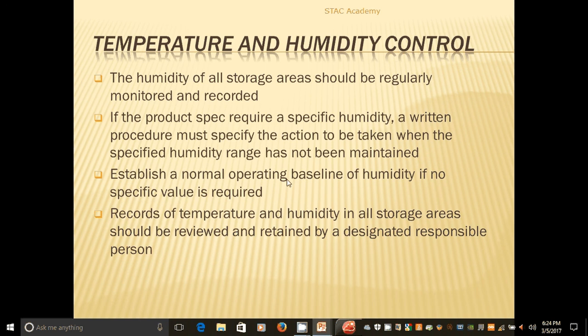specify the action to be taken when the specified humidity range has not been maintained. Establish a normal operating baseline of humidity if no specific value is required. Studies like temperature mapping of the storage areas could be helpful in establishing this normal operating baseline of humidity. Records of temperature and humidity in all storage areas should be reviewed and retained by a designated responsible person.